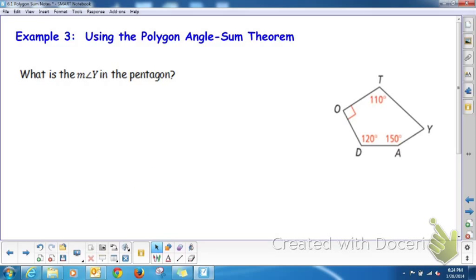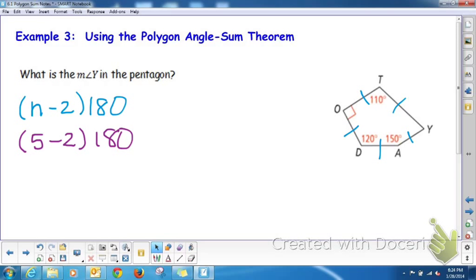Another way we can use the Polygon Angle Sum theorem is to find one missing angle if you know all the rest. What is the measure of angle y in this pentagon? Well, the first thing we need to do is determine how many degrees are in a pentagon. Using that formula, the number of sides minus 2 times 180, 1, 2, 3, 4, 5 sides, we know there's 540 degrees in every pentagon.